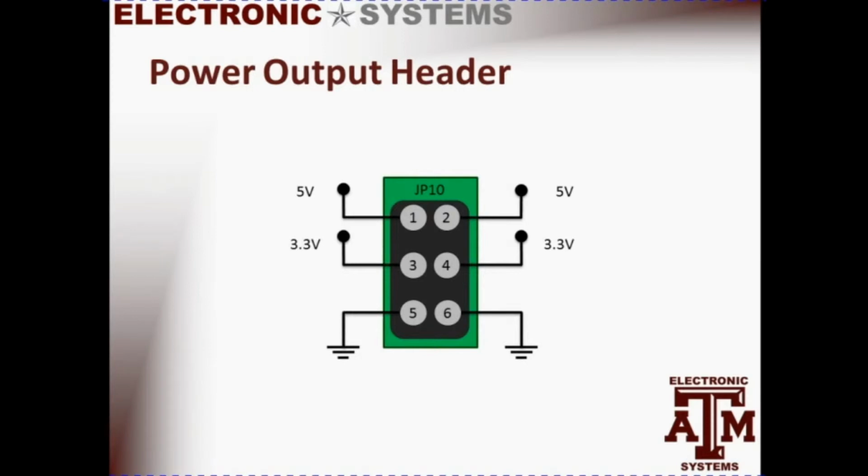This slide shows the power output header found on the board at JP10. There are 2 connections for each voltage level: 5 volts, 3.3 volts, and ground.